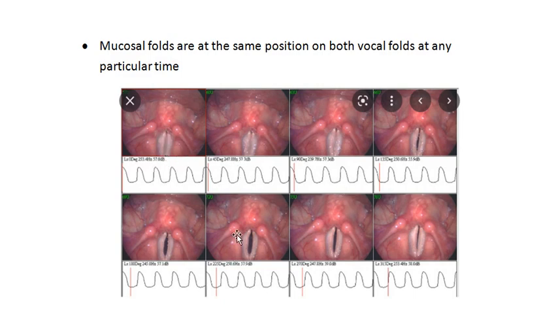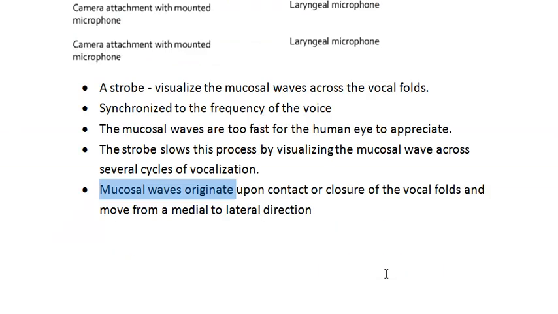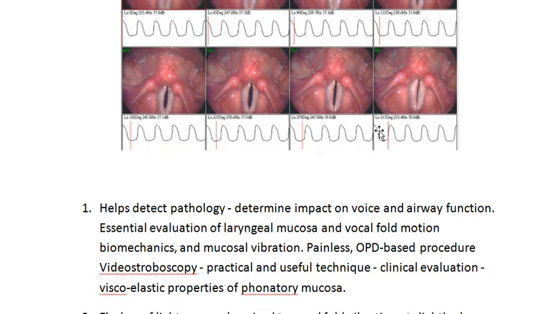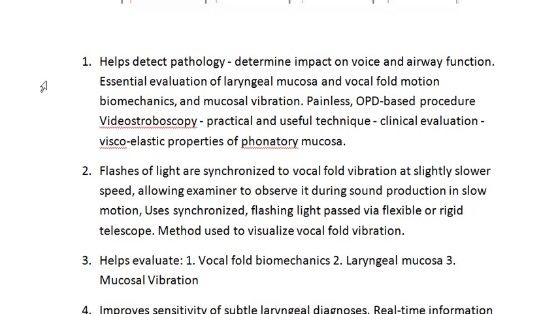So how much frequency is being depicted over here? This is picked up by the laryngeal microphone, and therefore we can visualize this in the form of a wave pattern. Based on the number of waves, the height of the waves, and the breadth of the waves, we can identify where there is a defect in the vocal cord. It helps to detect vocal cord pathology and determine the impact on voice function. So this is important for vocal singers and others, who will get evaluated by stroboscopy.